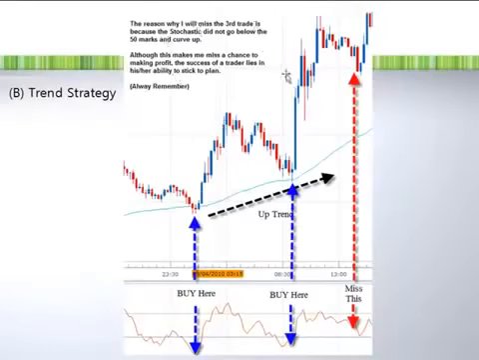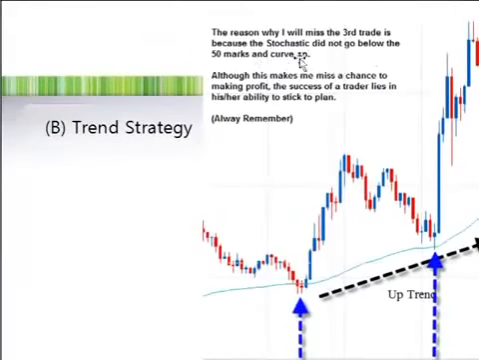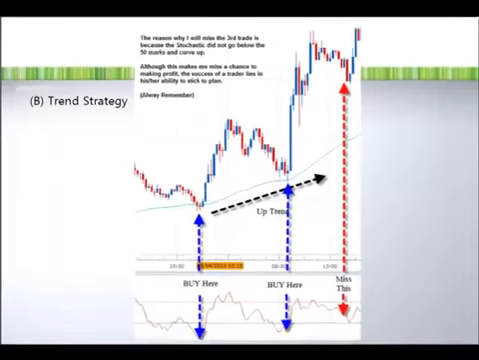Okay, and I actually highlight here the reason why I missed the third trade is because the stochastic did not go below the 50 mark and curve up. So although this made me miss a chance at making a profit, the success of a trader lies in his ability to stick to the plan. You have to remember that as a trader, you have to always stick to the plan.